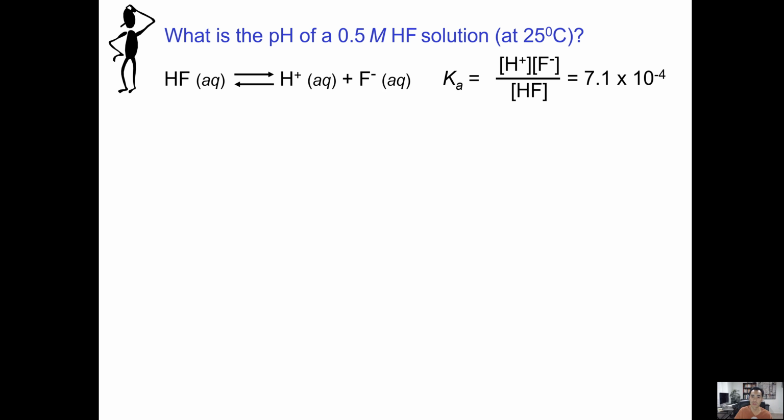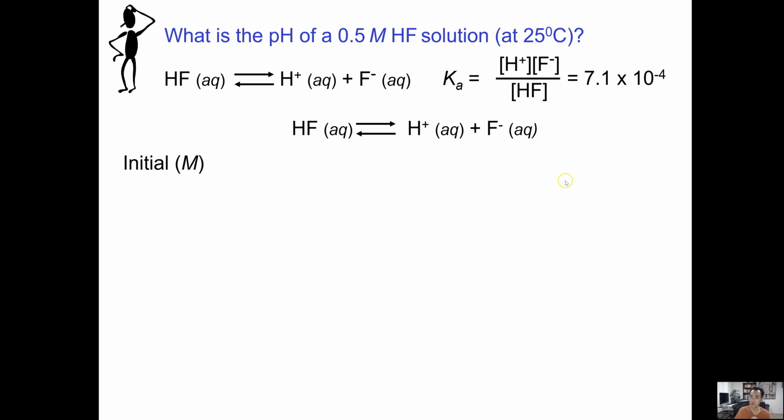We need to figure out a couple of things. You can't quite use the log function directly, or you can, but you have to take into consideration the Ka value for this. If you look it up in a table, the Ka value is 7.1 times 10 to the negative 4. Since it is a weak acid and it ionizes into H plus plus F minus, we have to figure out what that H plus will be.